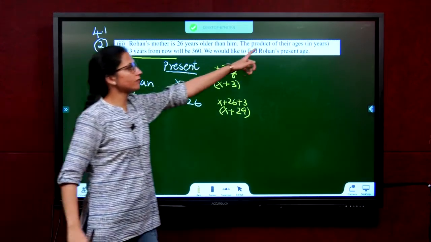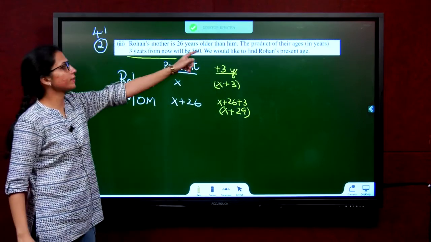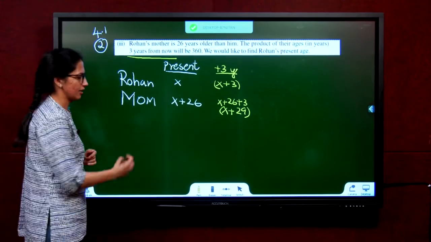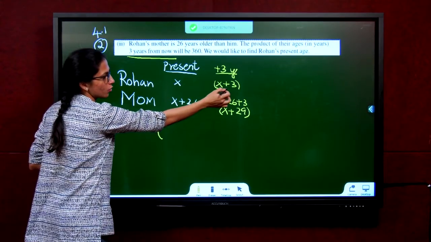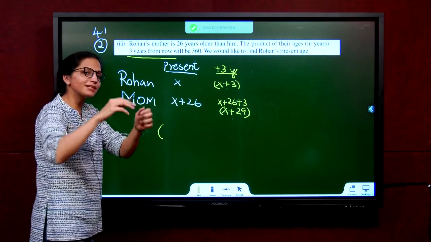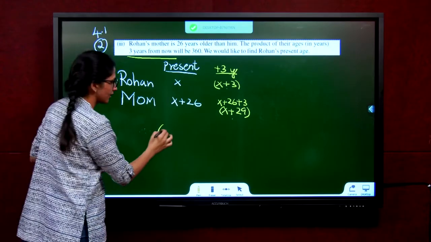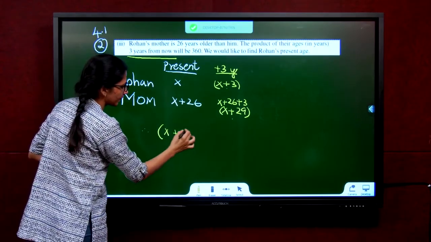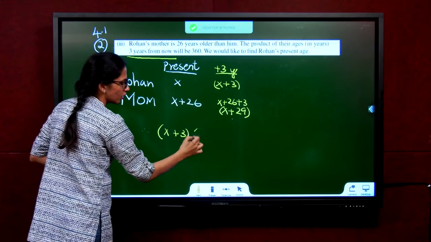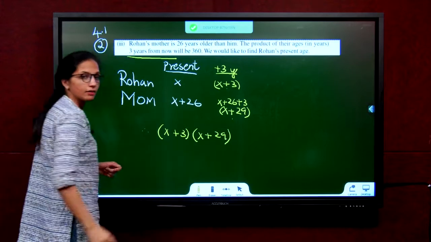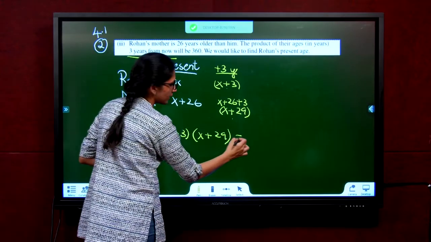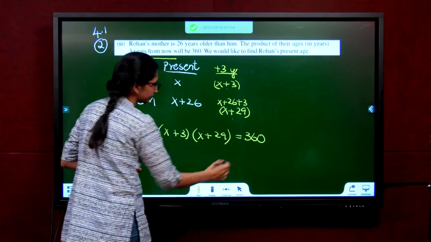So the product of their ages 3 years from now will be 360. Therefore, you can now say, what is the product 3 years from now? Rohan's age and Rohan's mother's age. If I multiply, I get 360. So x plus 3, this is the age of Rohan. This is the age of the mother. Multiply these two, you will get 360.